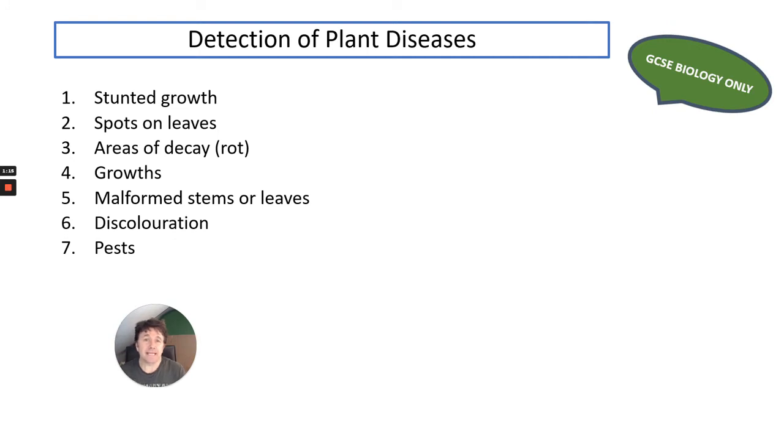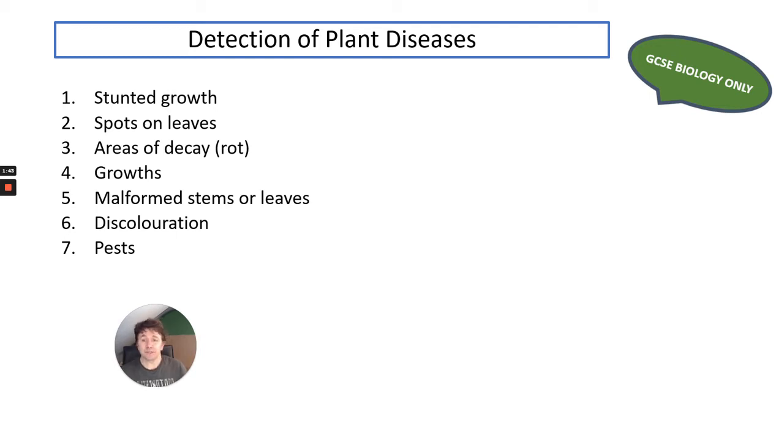Okay, so detection of plant diseases. Well, first of all, you need to know what a plant disease looks like. These are the general things. They tend to have stunted growth, they have spots on leaves, they might have areas of decay such as rot. There might be growths forming on them, for example at the base of tree trunks, malformed stems or leaves, discoloration, and maybe they have pests on them as well, like aphids.